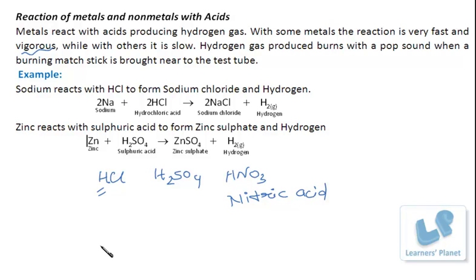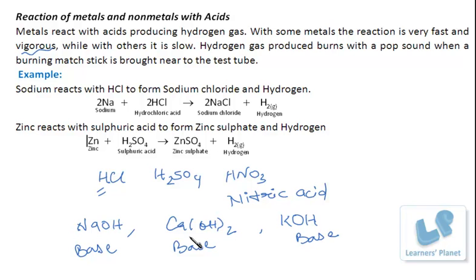And a base has hydroxide, like sodium hydroxide, OH is there. It's a base. A base turns red litmus blue, and an acid turns blue litmus red. Calcium hydroxide is also a base, right? Potassium hydroxide is also a base.